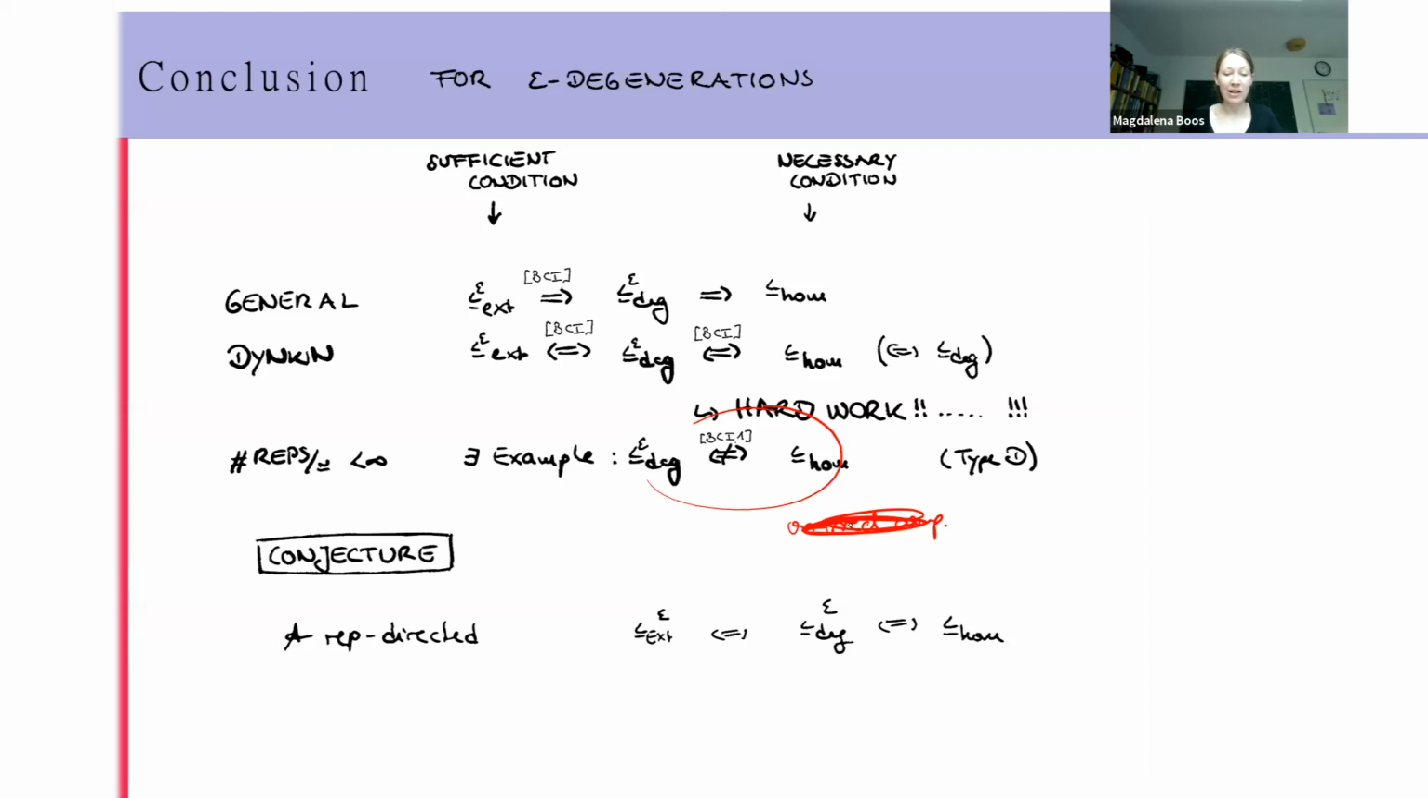But we have a conjecture for the representation directed case. So when we have no cycles in the Auslander-Reiten quiver and only finitely many representations up to isomorphism, then we expect them to be equivalent. So this might be the next step. And I think since we use in the proof that we grab the summand because it is directed, it's an educated guess.